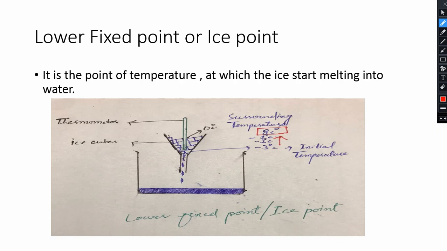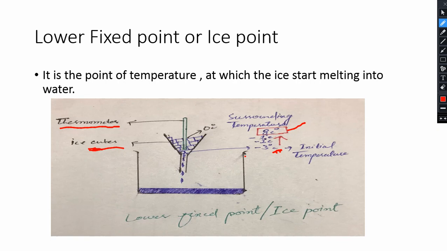So first of all, I will take ice cubes. These are ice cubes, and let's take a thermometer and put the thermometer between the ice. When I took this ice out of the refrigerator, the temperature of this ice was -3 degrees Celsius, and the temperature of the atmosphere or the surroundings where I was, was 8 degrees Celsius. So the surrounding temperature was warmer compared to the ice, because the ice is at -3 degrees Celsius and the surrounding is at 8 degrees Celsius.